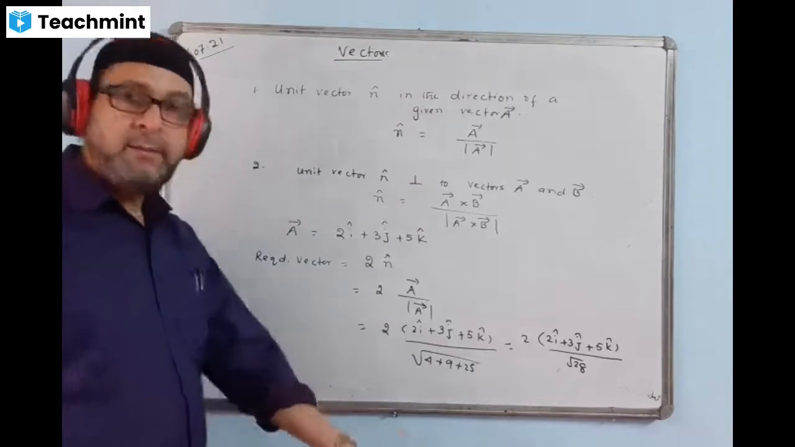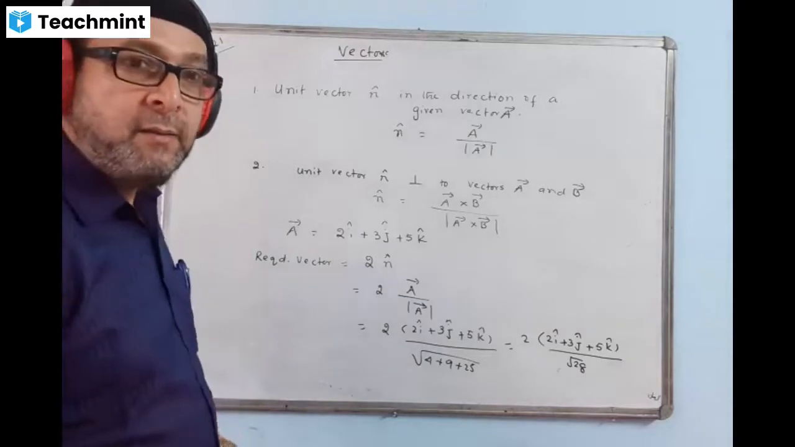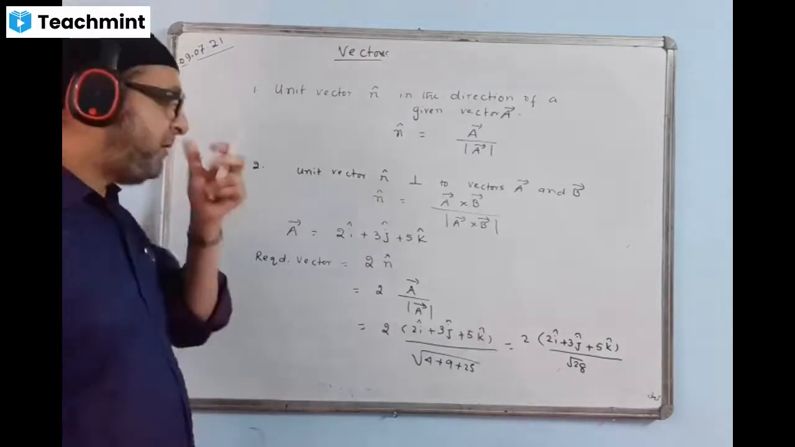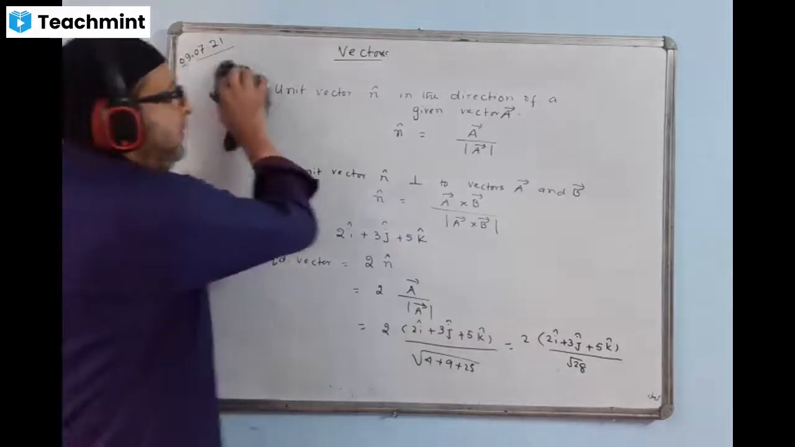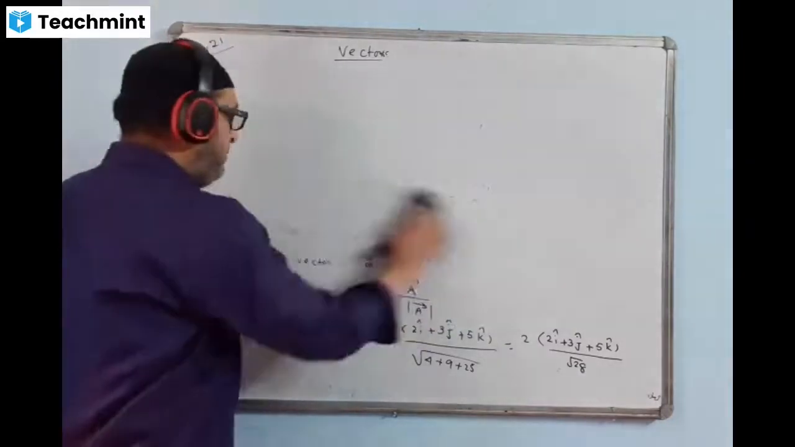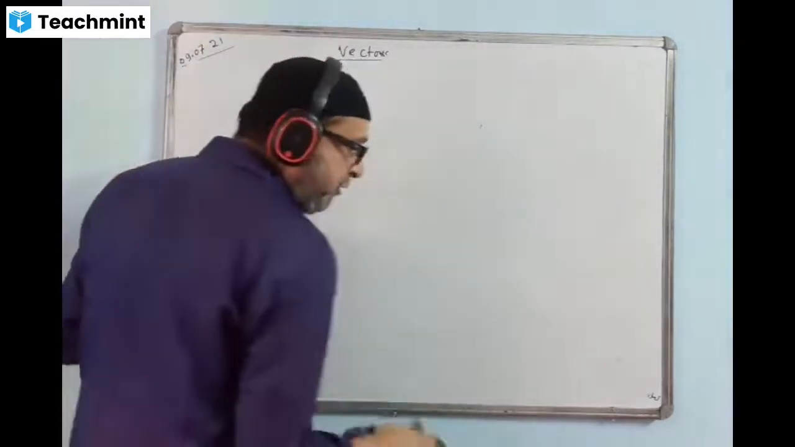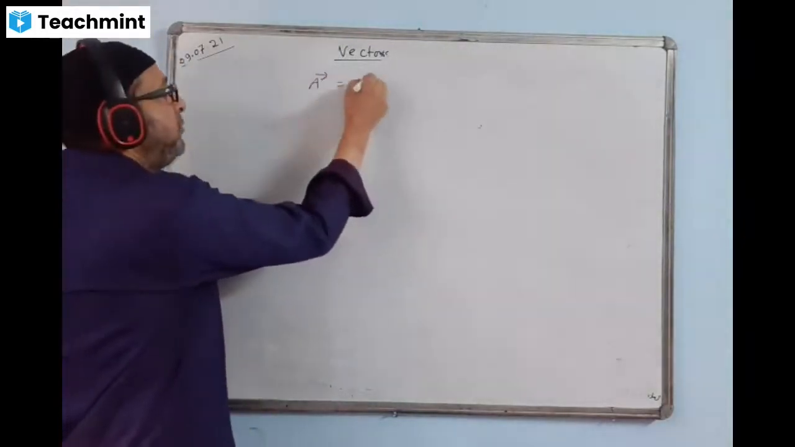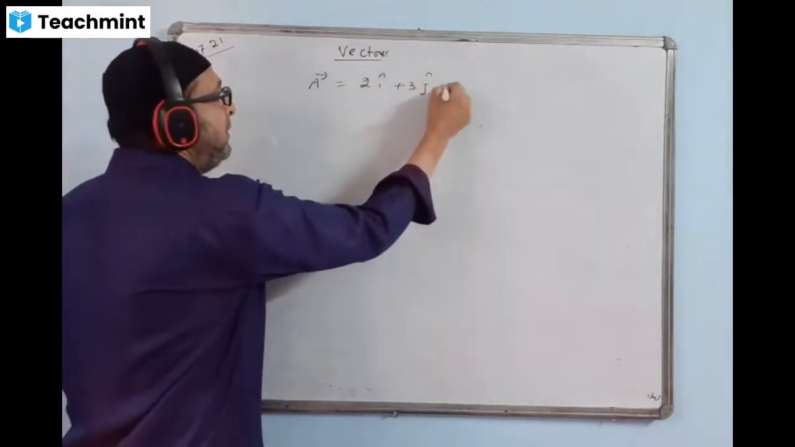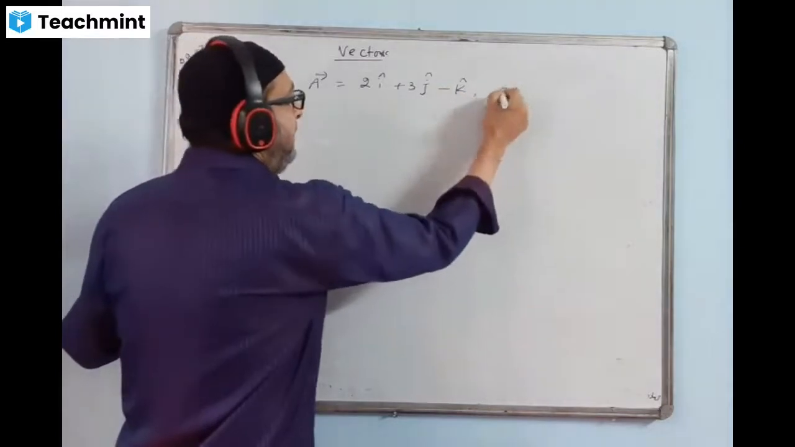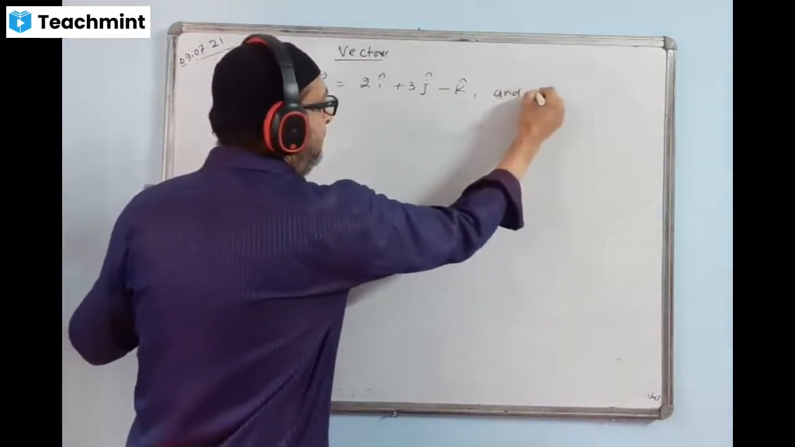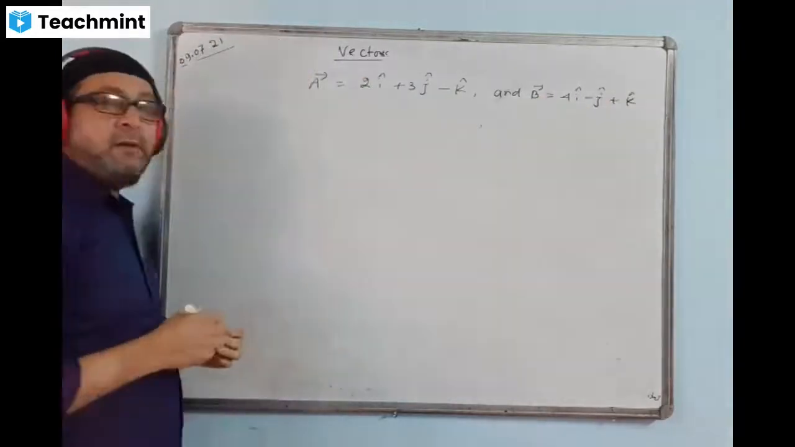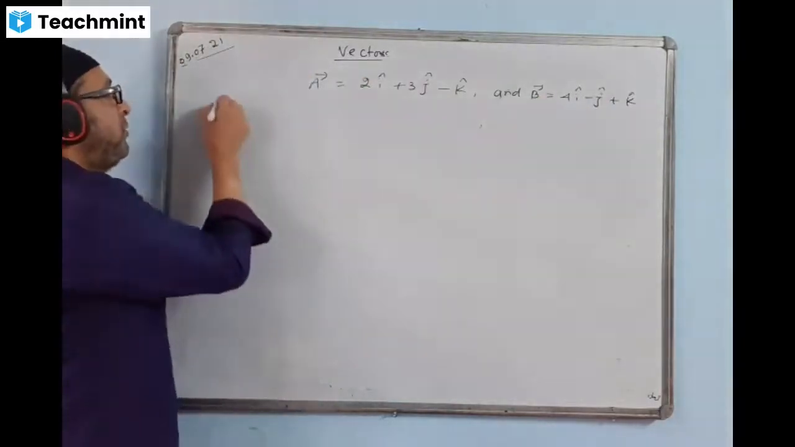Find a vector whose magnitude is 5 unit and is perpendicular to the vectors A equal to 2i plus 3j minus k and B equal to 4i minus j plus k. That is the question. Now see the answer.